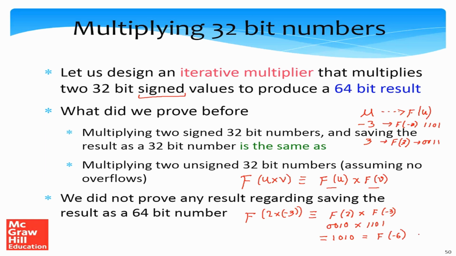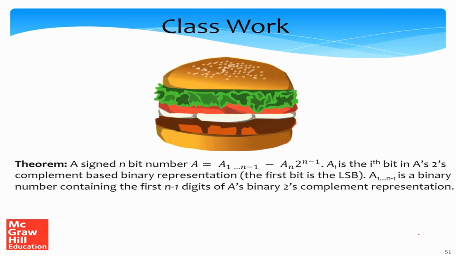However, in this case, we are considering the possibility of saving the result as a 64-bit number, and we have not proven any theorems or any axioms or any lemmas for what should be done in this case. So let's take a look at a very important theorem that we need to prove. Once we are able to do that, we will find that a lot of the multiplication work that we do will become very easy to understand. So it's very important we take a look at this.